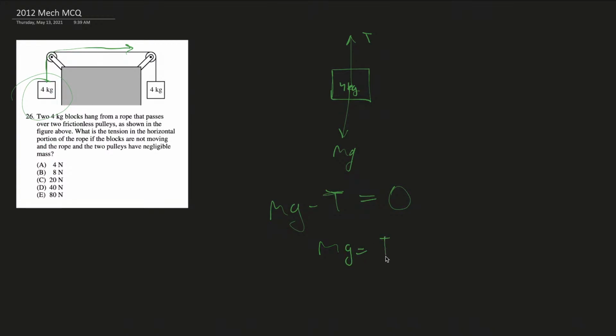Mg then equals T, which would imply that we have 4 times 10 is equal to T, so that gives us that tension is equal to 40 newtons. So that's going to be D.